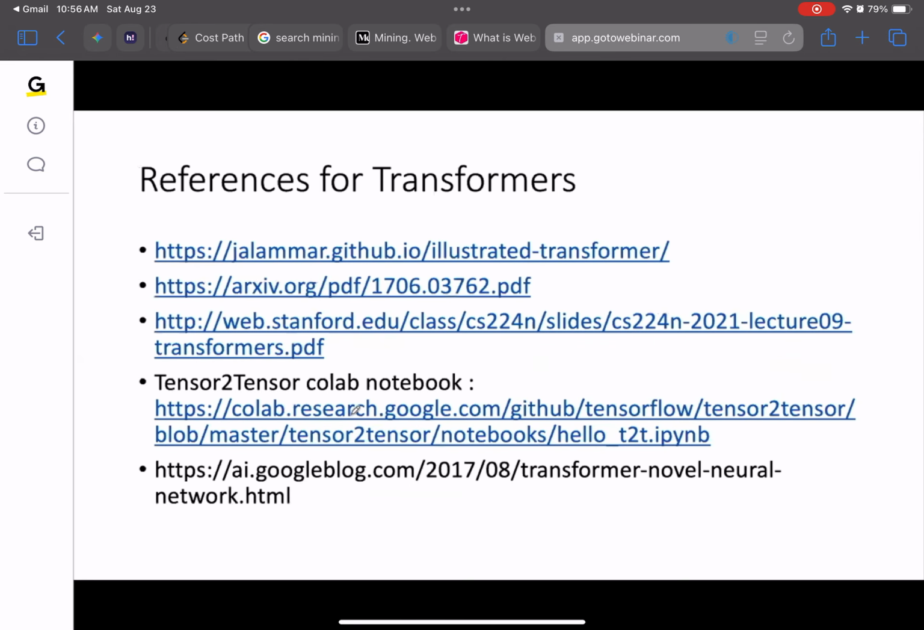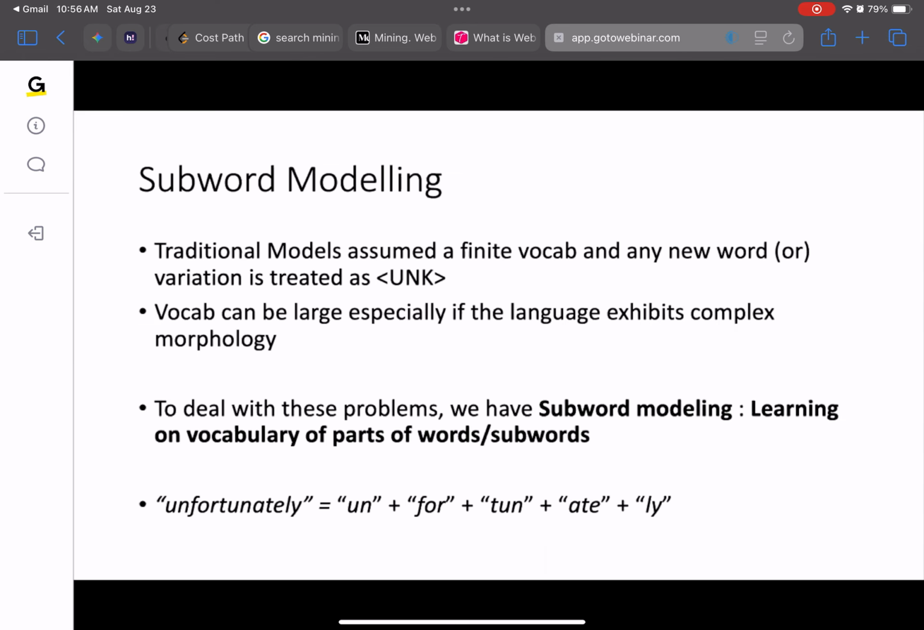So here are some references for transformers. So that completes the transformer model.